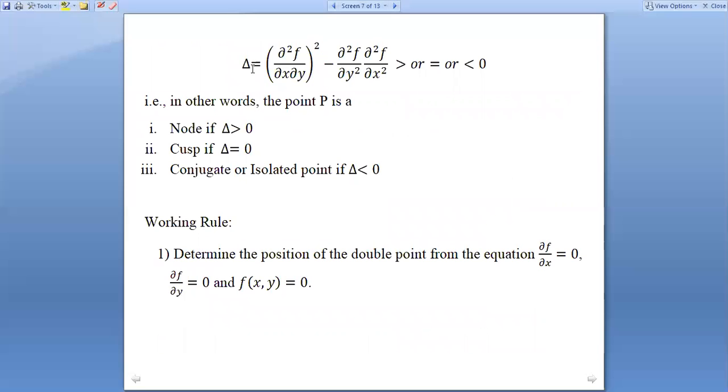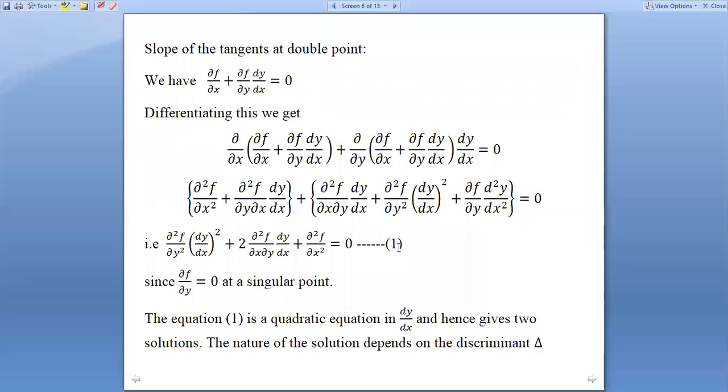So that delta I denote by b square minus 4ac. You have it in the form of ax square plus bx plus c. So a is dou square f by dou y square, b is 2 dou square f by dou x dou y, and c is equal to dou square f by dou x square. So the formula is b square minus 4ac.